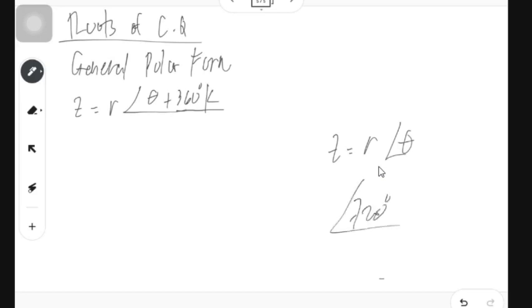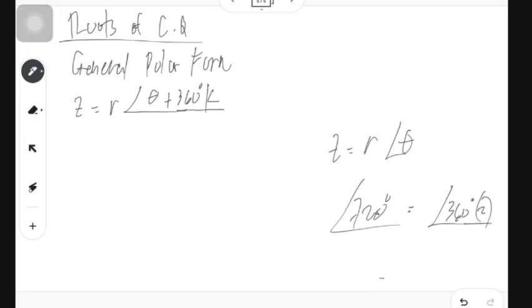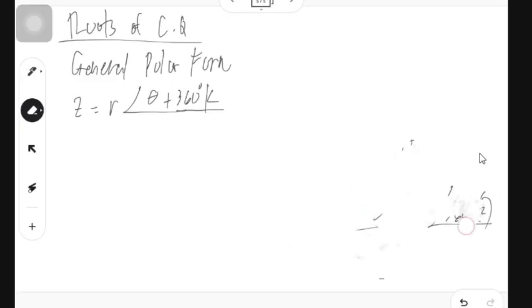Instead of writing 720 degrees, it can be rewritten as 360 degrees times 2. It means to say, you have two complete revolutions. So, that is the general polar form. Now, we're going to raise this to a certain quantity.